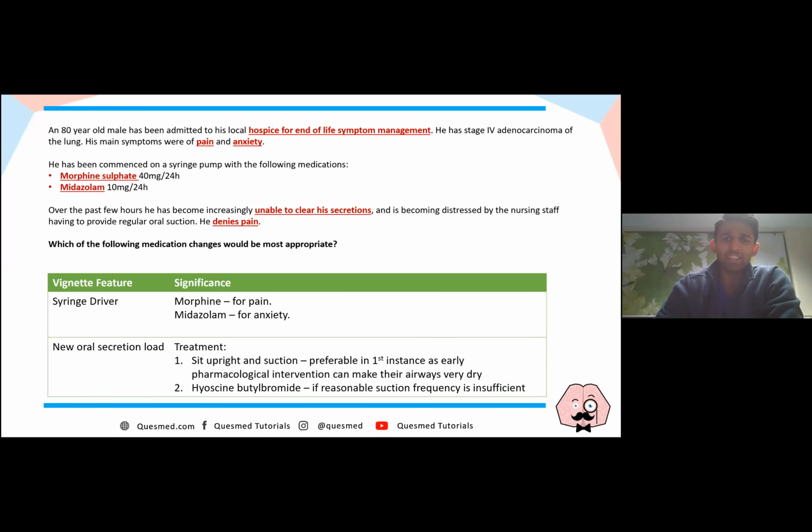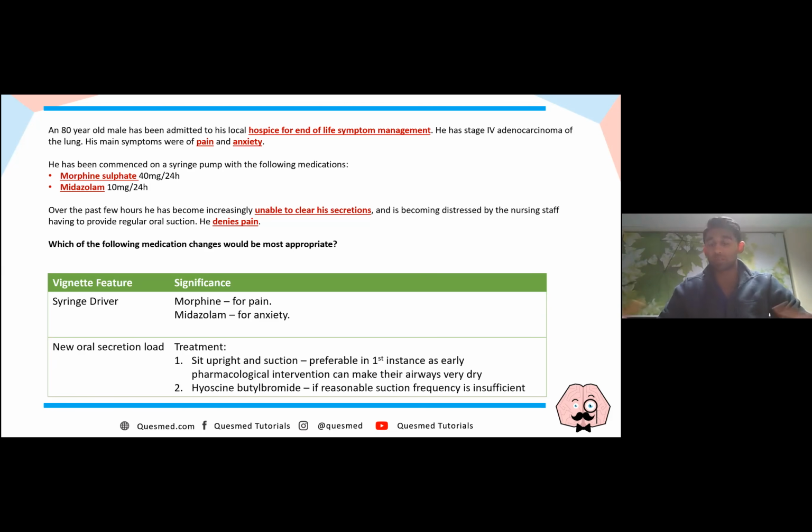Okay, in general, when this starts, conservative measures are always best in the first instance. So if patients are able to sit upright, if they're able to tolerate suction by the nursing staff, this is what you do. But it's clear here that the secretion load is too much, despite regular suction. He's not in any more pain than normal. So the new medication that you need to prescribe is an anticholinergic.